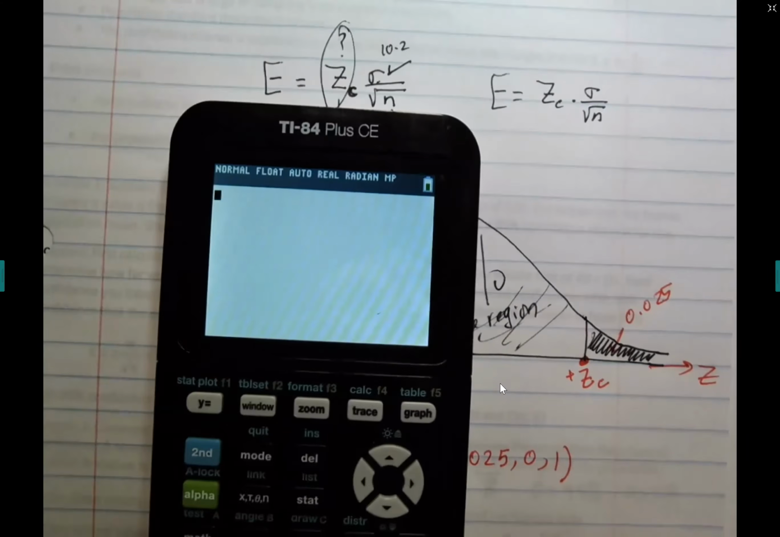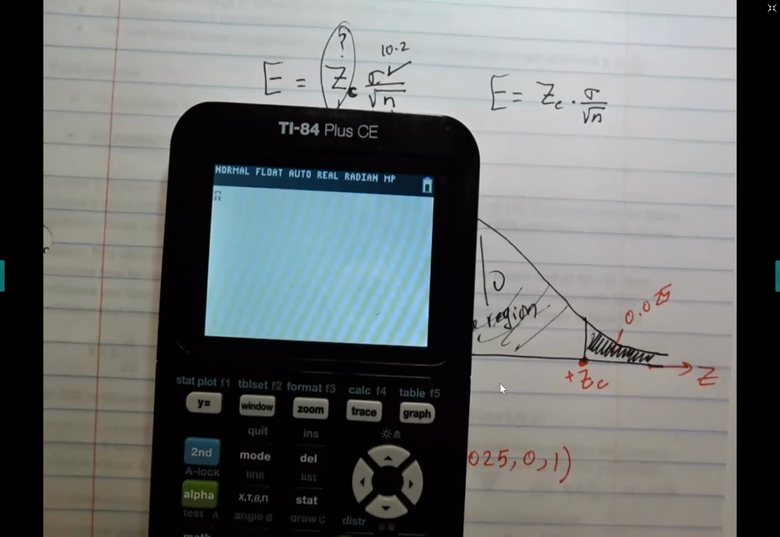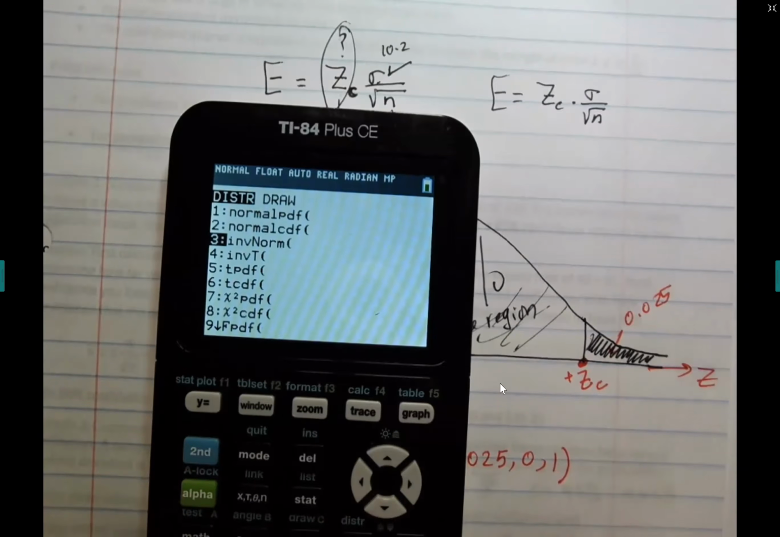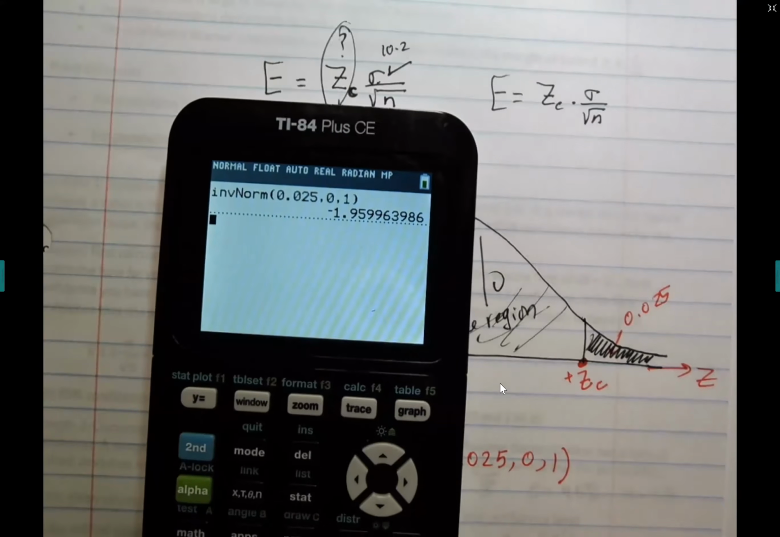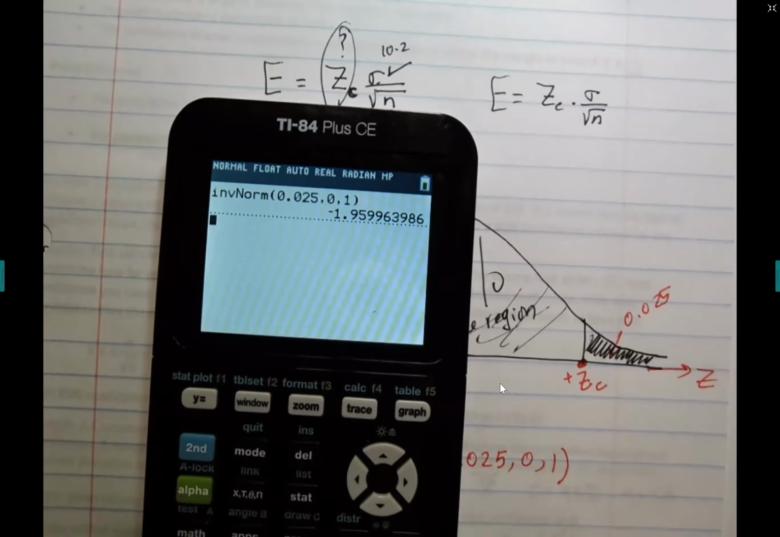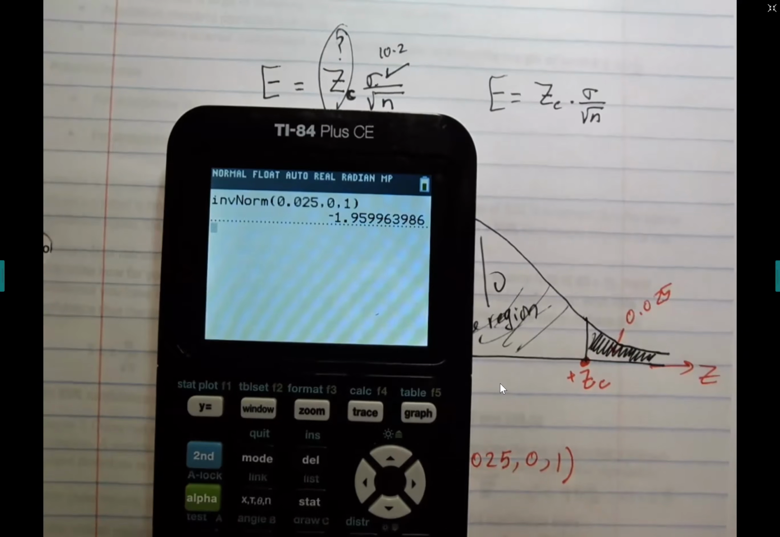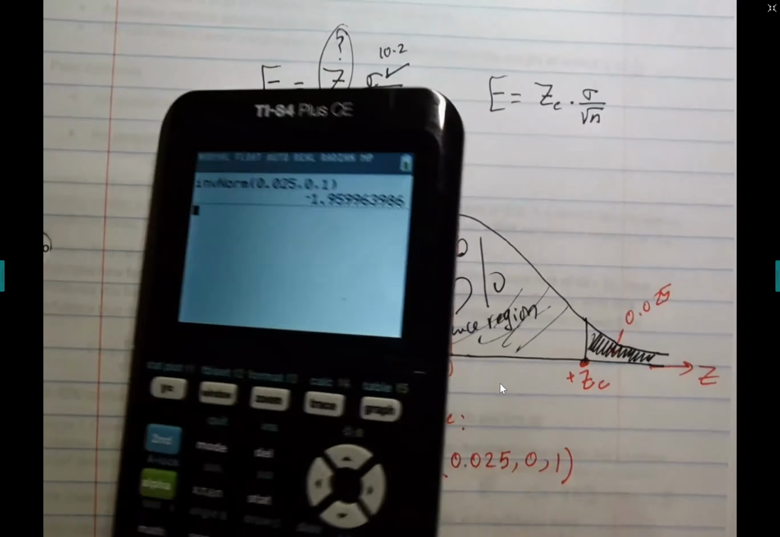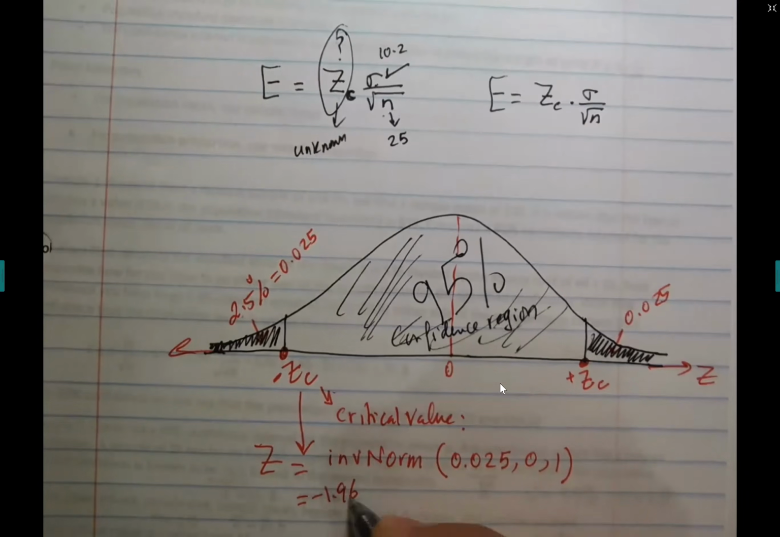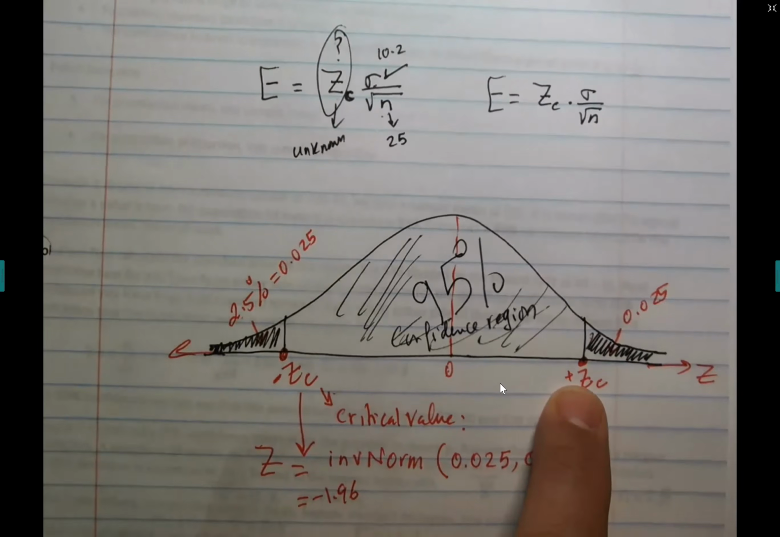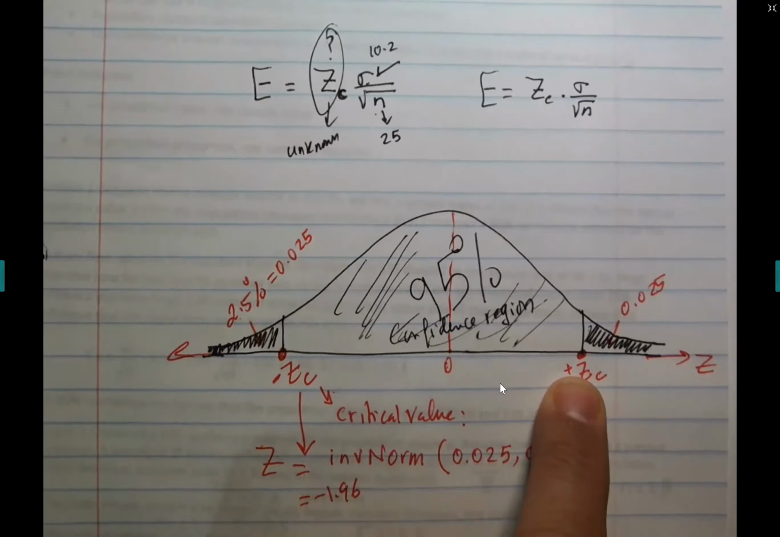Okay, you're ready? So second, distribution, inverse norm. You put the area 0.025, you put 0, 1, and you get, for 2 decimal places, guys, Z is rounded to 2 decimal places, negative 1.96. Any guess, guys, what this one is going to be? They're symmetric.